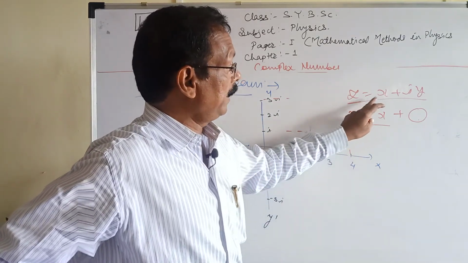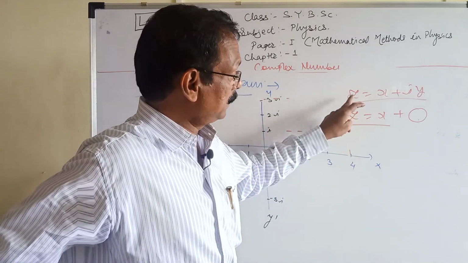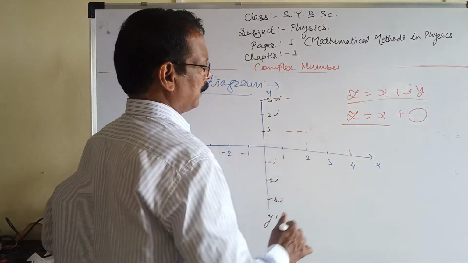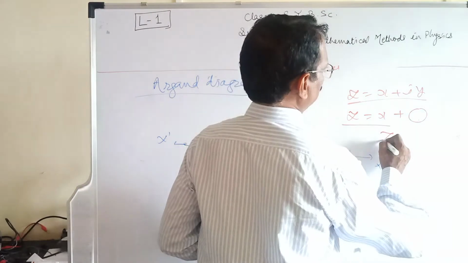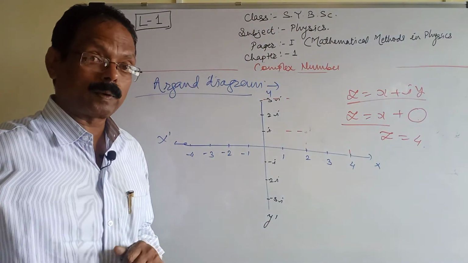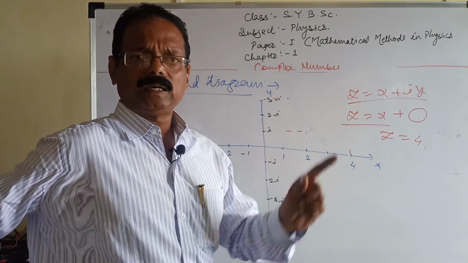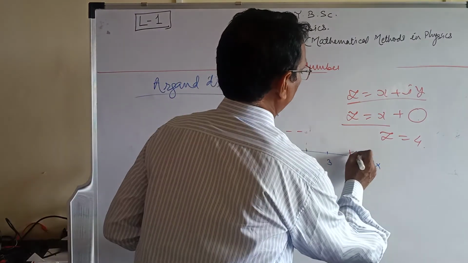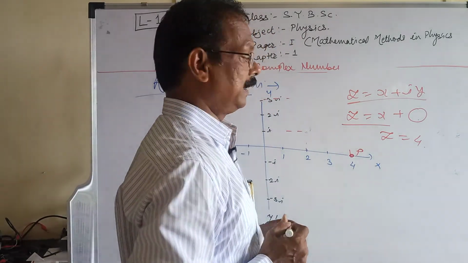So z is equal to x plus iy is the complex number. But suppose someone asks you to plot z is equal to 4. In this case it is clear that only the real part is present in the complex number, and the imaginary part is absent, or equal to 0. So how do we find it? This is the point P. In this case z is equal to 4, it is the point P.